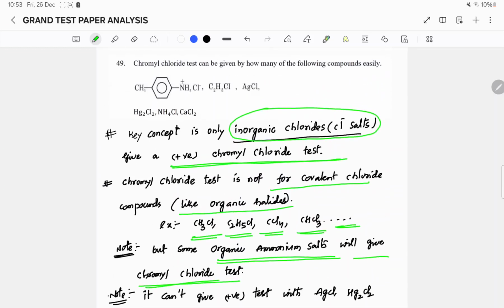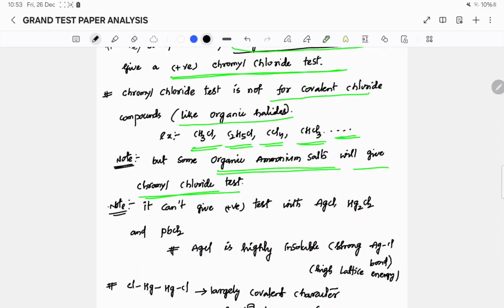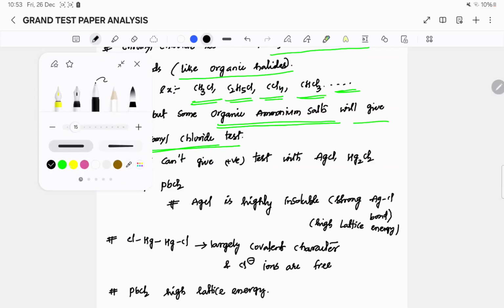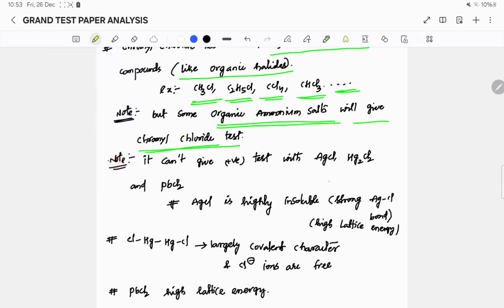Okay, right. Now look at, student, from the given data, we can trace out this ethyl chloride. So this is a covalent chloride compound, it does not give any test with chromyl chloride. But here look at, student, this is an organic compound but it has ammonium chloride. So this type of compound will give the chromyl chloride test, right? Next, student, right? It cannot give a positive test with some compounds like AgCl, Hg2Cl2 and PbCl2, right?